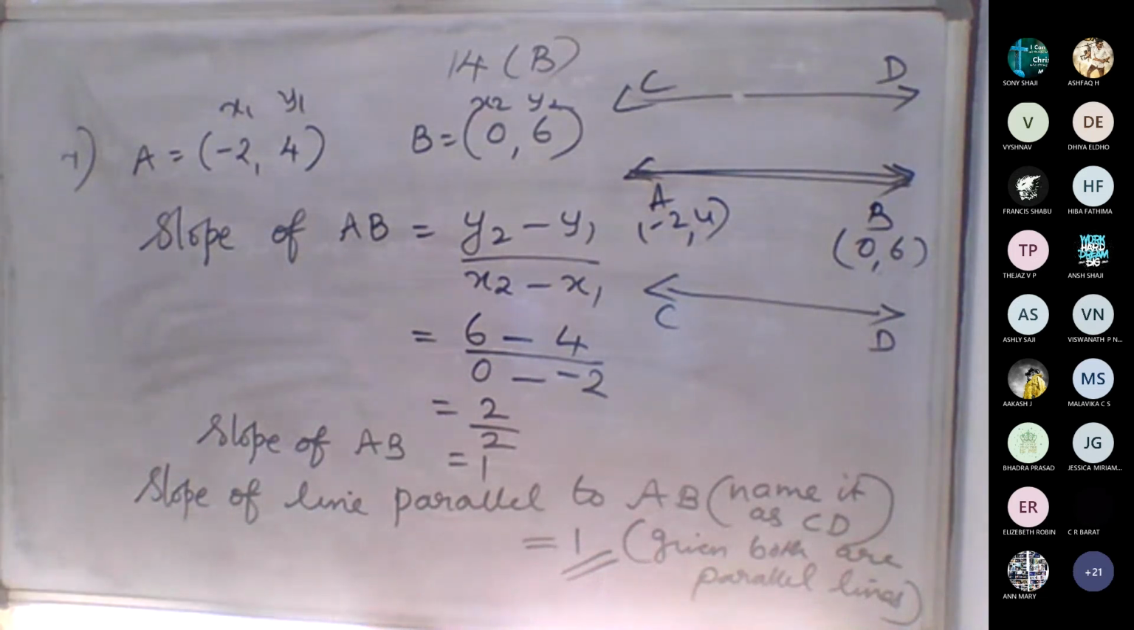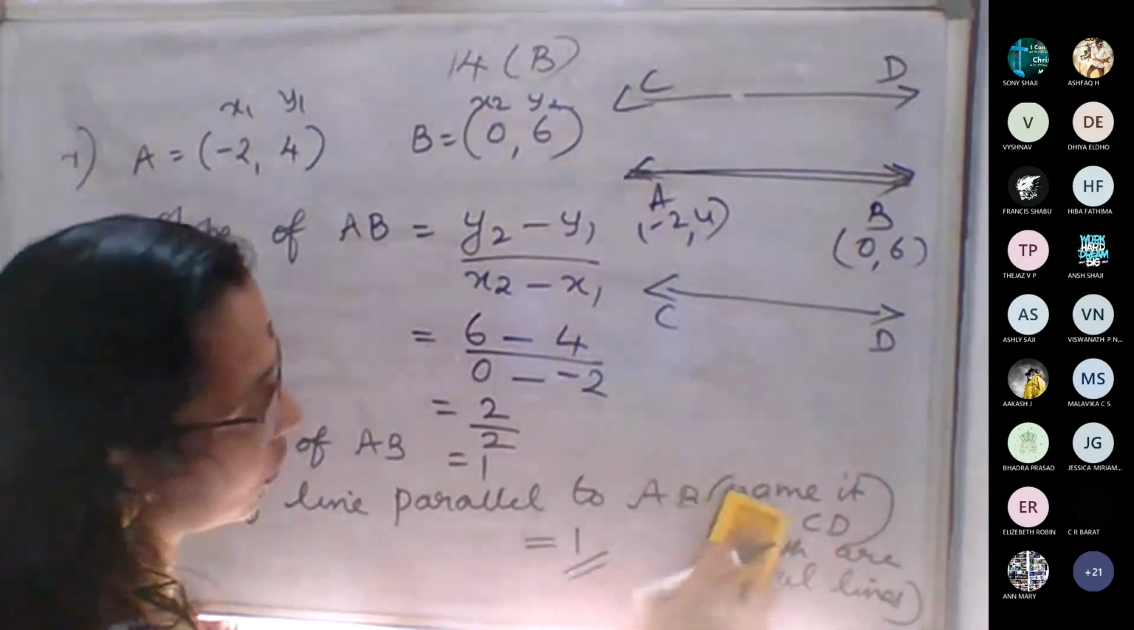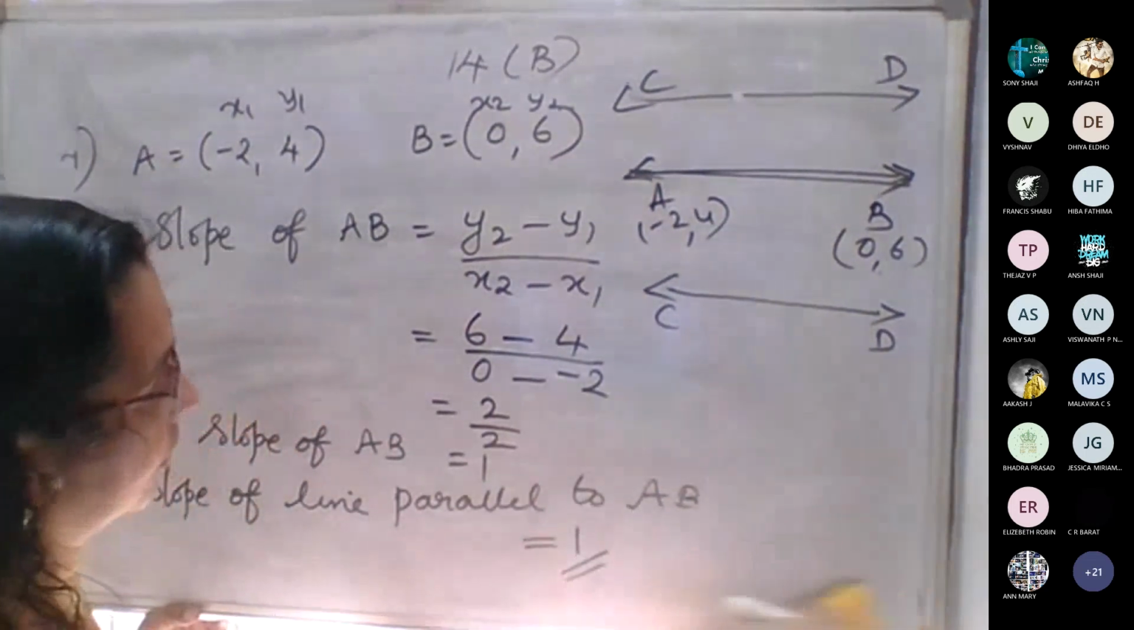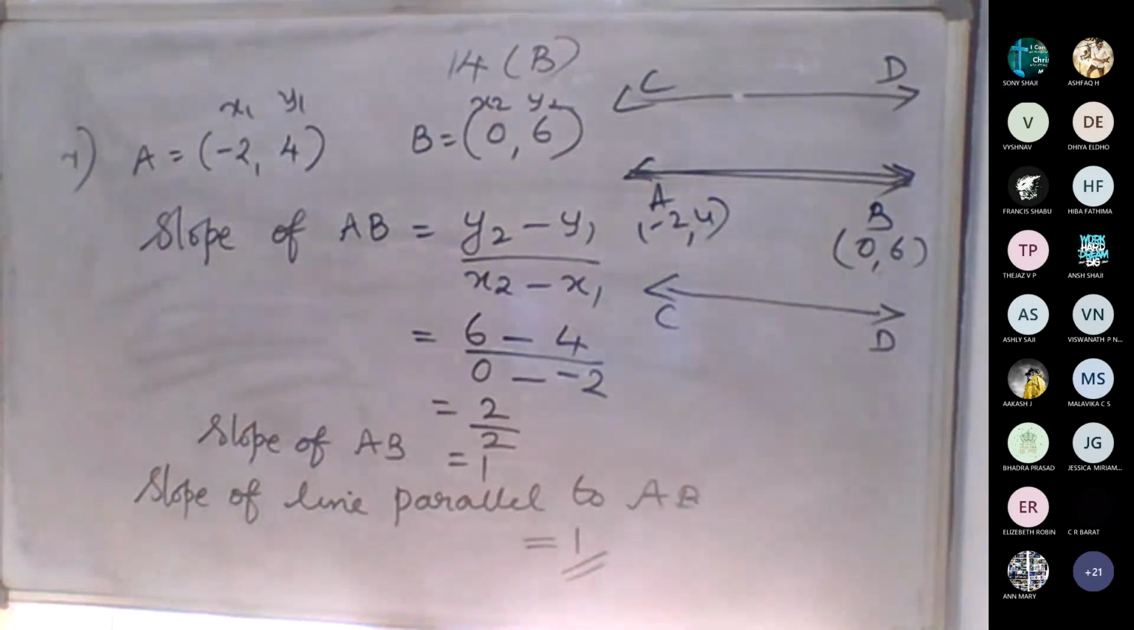So do the second one. Same way, A and B are given. So what will be the slope of the line parallel to AB? Our answer is: the slope of the line parallel to AB is also 1.